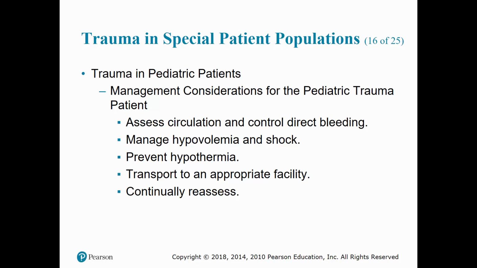Most of the management for a pediatric trauma patient is going to be the same as for adults. The only difference is when you're looking at vital signs. So if you have any bleeding, you're going to treat it just like that of an adult. If you have signs of shock, we treat it the same as that of an adult. Cover them up, give high flow oxygen, and provide rapid transport to an appropriate facility. And then obviously continuously reassess as appropriate.